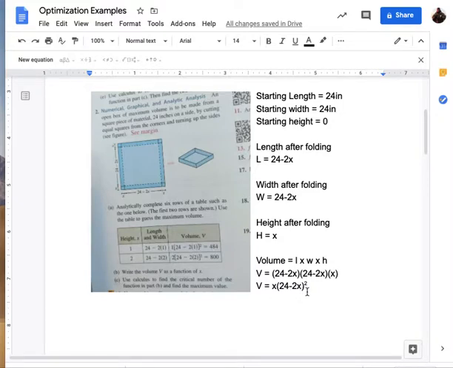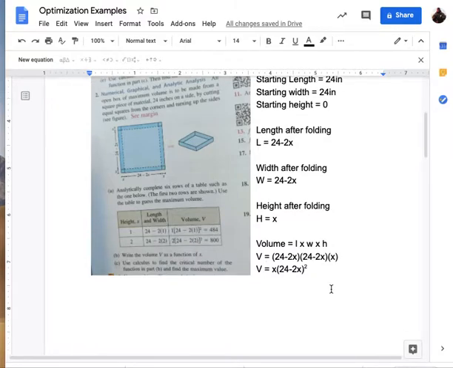So they give us three parts here, A, B, and C. And part A says, analytically complete 6 rows of the table, such as the one below. First 2 rows are shown. So they're giving you the various heights. They're having you plug them into the length and width, and then they're going to have you use this volume equation to come up with a volume.